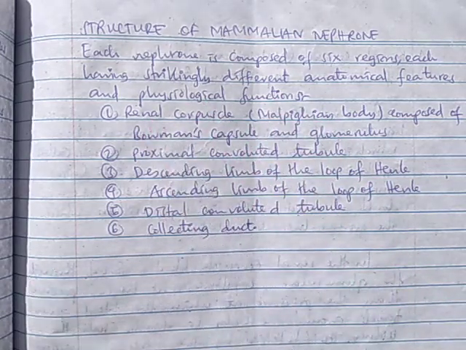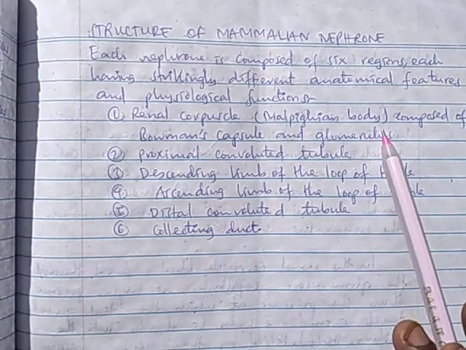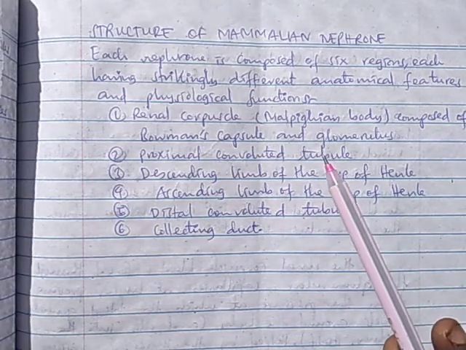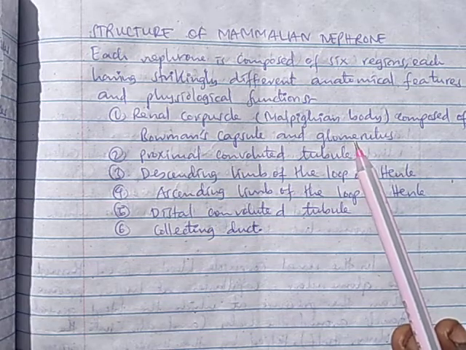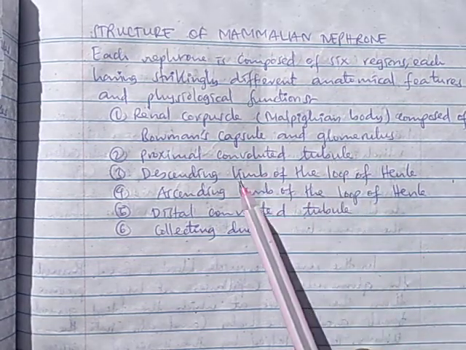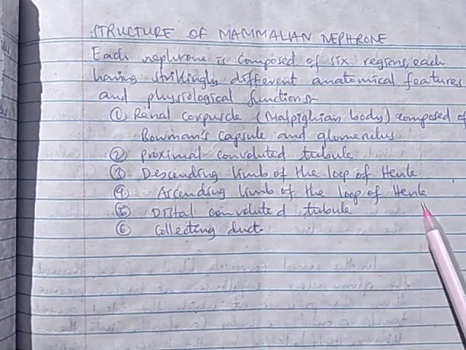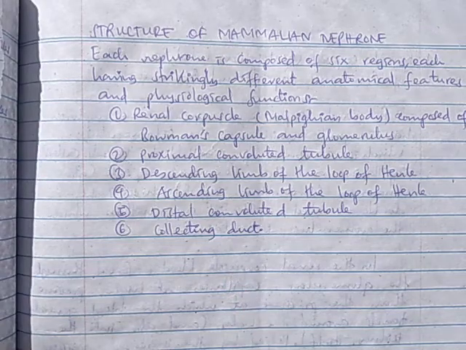So first we have the renal corpuscle. Sometimes it is called the Malpighian body, which is composed of Bowman's capsule and the glomerulus. Then we have the proximal convoluted tubule, descending limb of loop of Henle, ascending limb of loop of Henle, distal convoluted tubule, and the collecting duct.